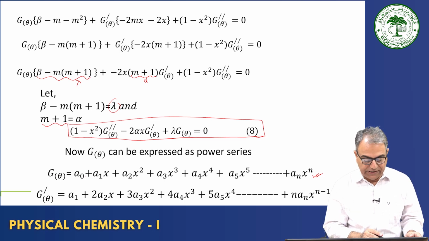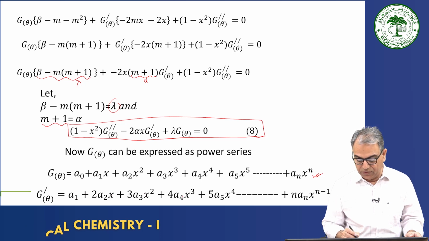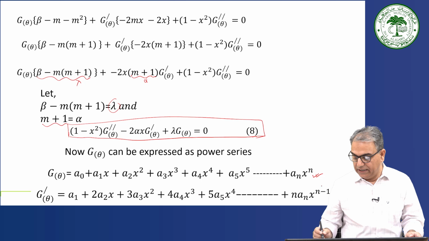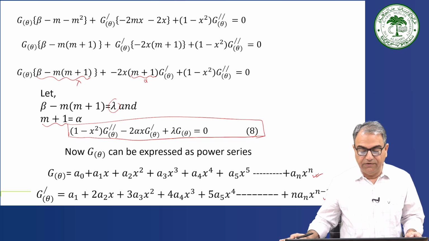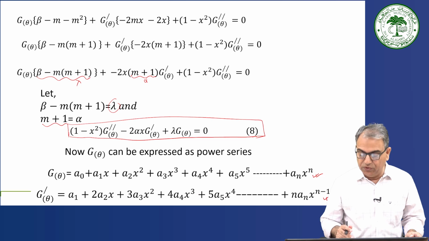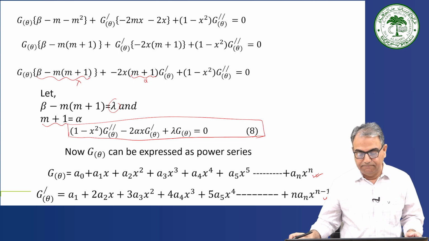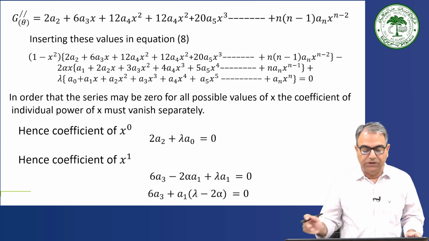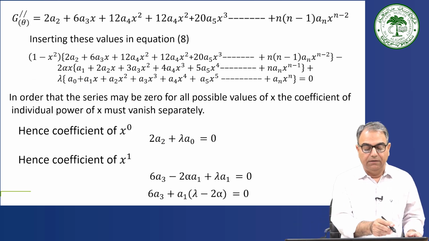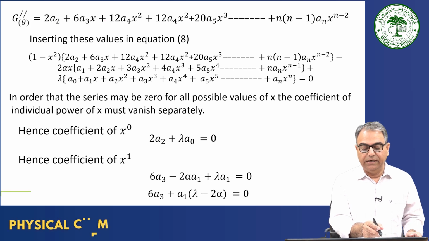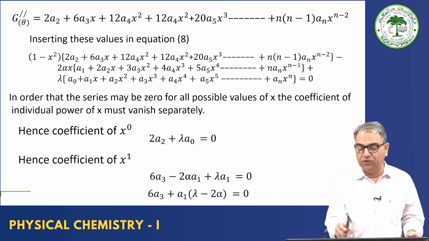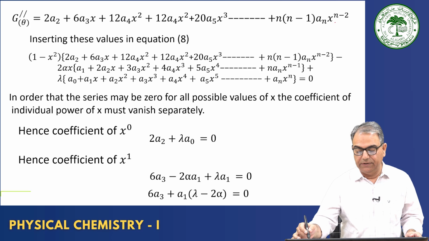So you do not have an x here, it will be a1, 2a2x, 3a3x square, 4a4x cube, 5a5x4 and so on. So this is your first differential. A second differential also we will find, and then we will put these values of g theta, g prime theta and g double prime theta into equation number 8. Okay. So g double prime theta will be 2a2, 6a3x, 12a4x square and so on. Okay. So finally you get this one.